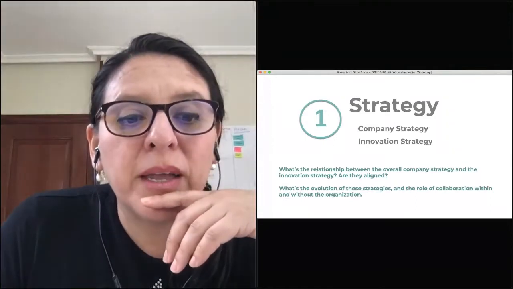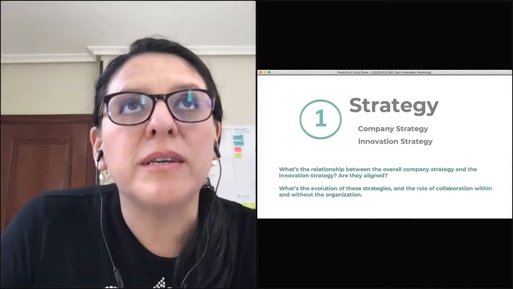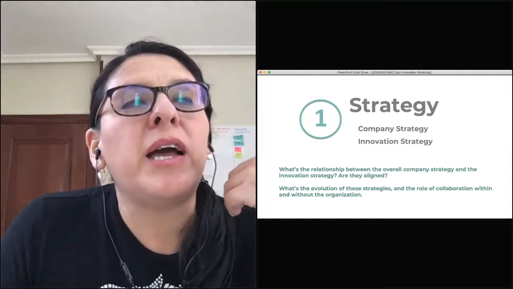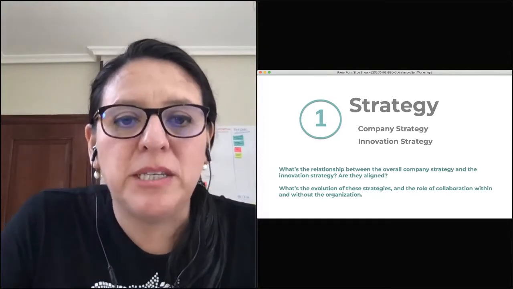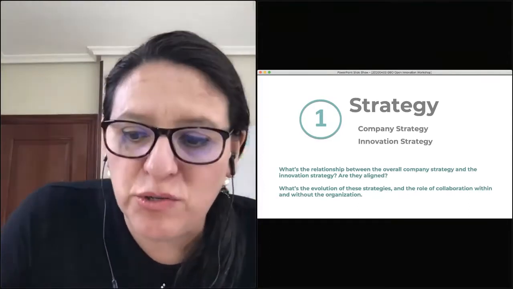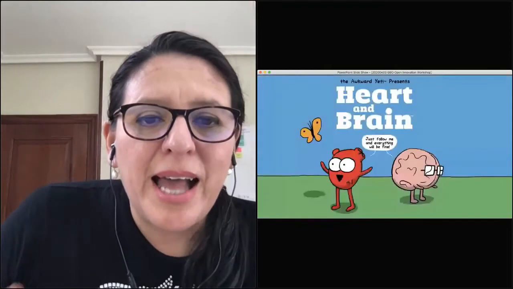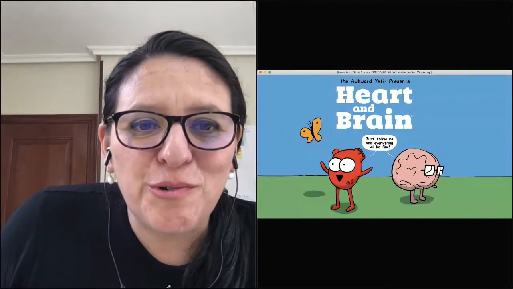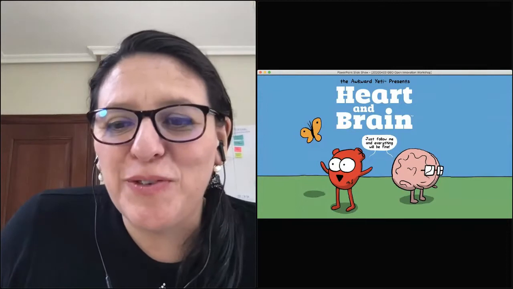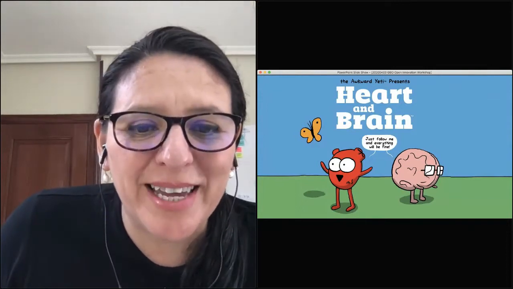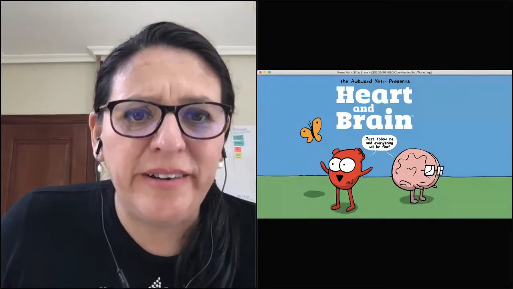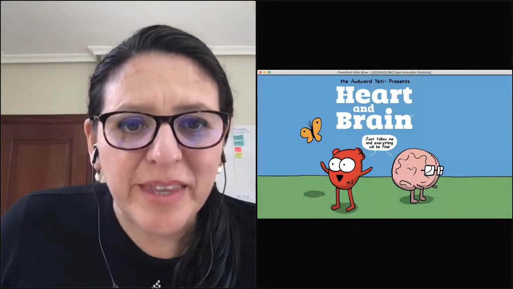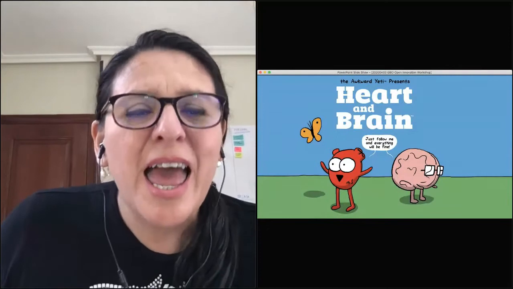And of course, we can decide what shape this open innovation can take in order to help this strategy, because there are many ways to do open innovation. And so let me introduce you to the Awkward Yeti. I don't know if you have seen these comics. I follow him or her, I don't know, on Instagram, and I always laugh a lot.